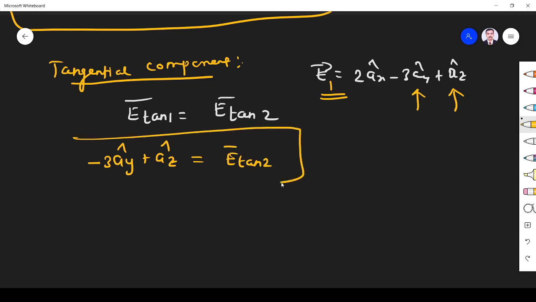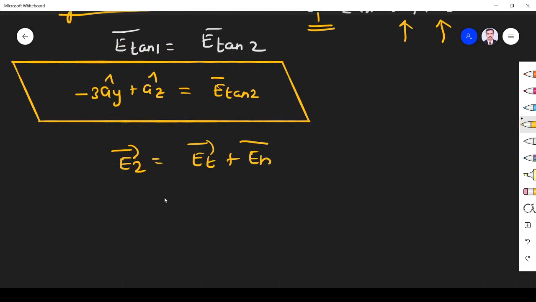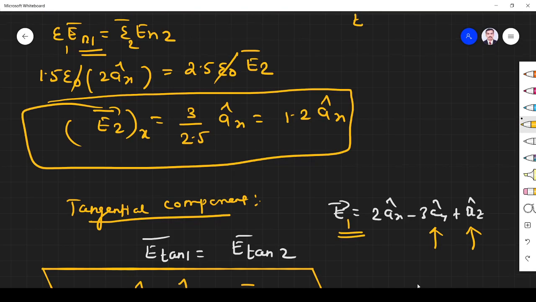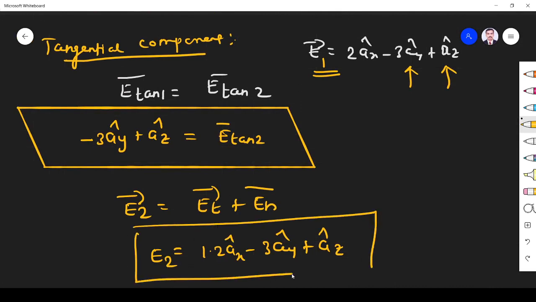So now we have the tangential component and the normal component. E2 is given by the tangential component plus the normal component. The tangential component is minus 3ay plus az, and the normal component we found already, 1.2 ax. So E2 is 1.2 ax minus 3ay plus az. The unit is volt per meter.